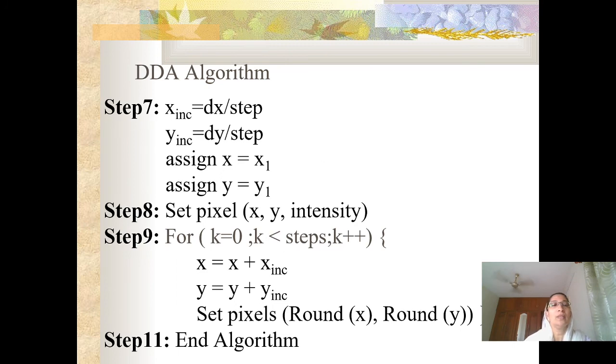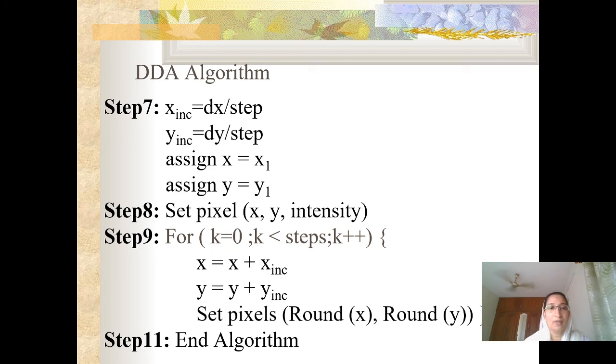Now, in step 7, we calculate the increments with the help of the previously calculated step value. That is, x increment is equal to dx by step and y increment is equal to dy by step. So assign x is equal to x1 and y is equal to y1, that is the starting point. Now plot the starting point: set pixel of x, y, comma, intensity value. The intensity value depends upon the hardware.